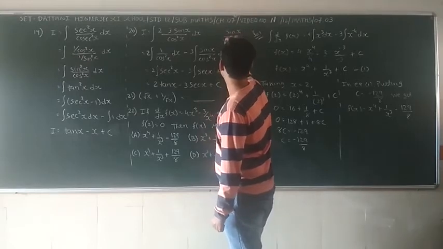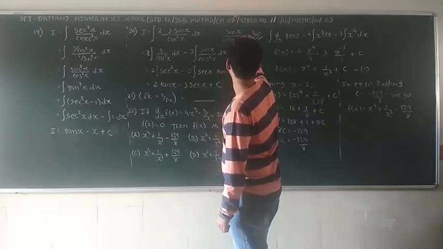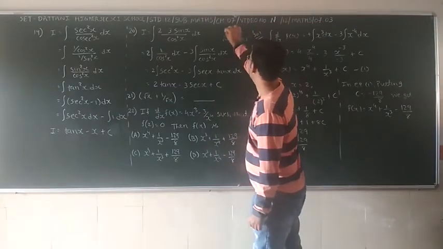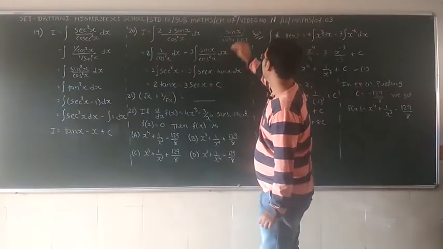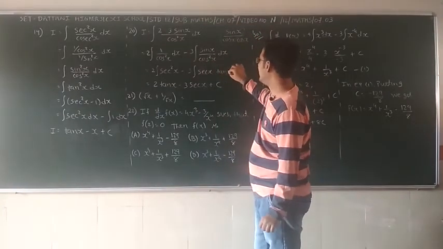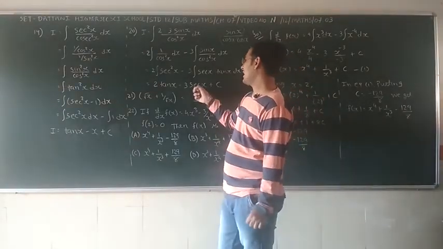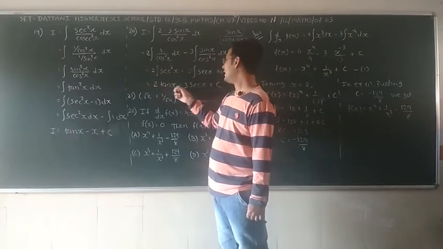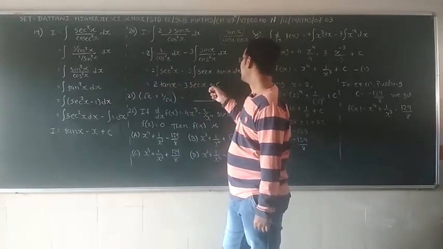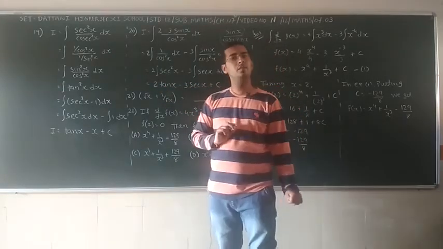Okay, 3 sin x upon cos square x, and cos square is cos x into cos x. So sin upon cos, this one, that is tan, and 1 upon cos, that is sec. Sec into tan. We know that integration of sec x into tan x is equal to sec x. So 2 tan x minus 3 sec x plus c. That is our final answer.